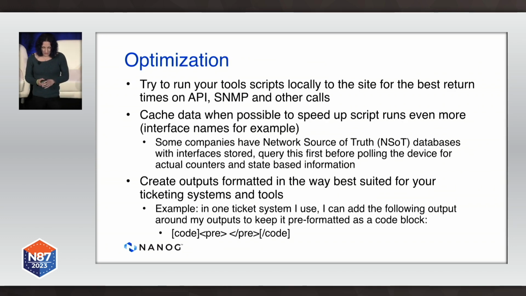So, optimization tips I have. Try to run your tool scripts locally to the site for the best return times on API, SNMP, and other calls. If you have more than one site, I have things globally, right? So I don't necessarily want to run something from Atlanta that is checking something in Israel, right? So if I've got a local box there, I want to always try and run those scripts there, because it's going to be a lot faster to dump it on a local server and not have to deal with latency.